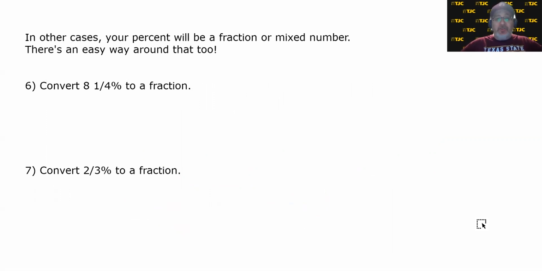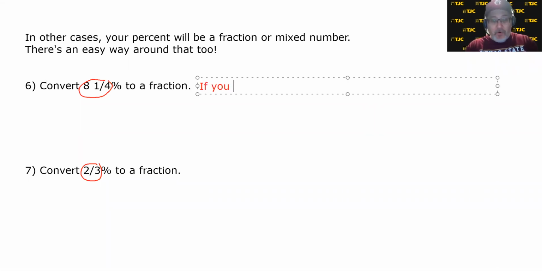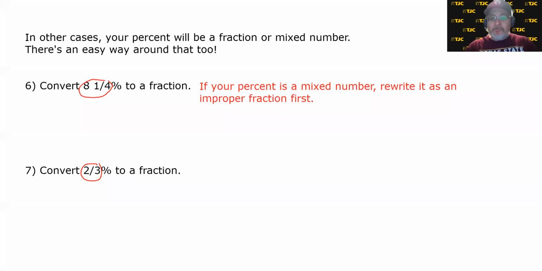For example, in other cases, your percent will be a fraction or a mixed number, and there's an easy way around that. For example, let's convert 8 1/4% to a fraction. Now, the standard thing to do is to just put your percent number over 100. But if you're dealing with a mixed number, like 8 1/4%, or a fraction like 2/3, there's one move you may want to do first. And this may seem a little bit weird, but trust me, it makes it easier. If your percent is a mixed number, rewrite it as an improper fraction first.